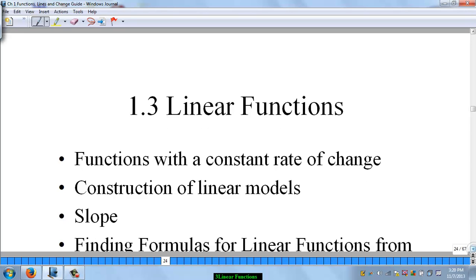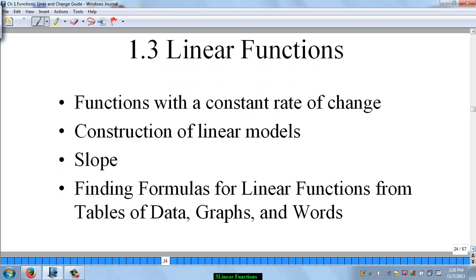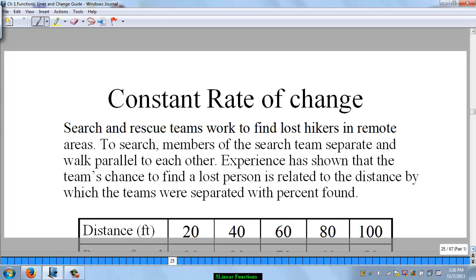Okay, we're going to talk about linear functions, and we're going to again talk about the constant rate of change that we just were talking about, because linear functions have a constant rate of change, which is our slope. We're going to construct linear models. We're going to again talk about slope, which is m equals delta y over delta x. And we're going to find formulas for linear functions from tables of data, graphs, and we're also going to use words.